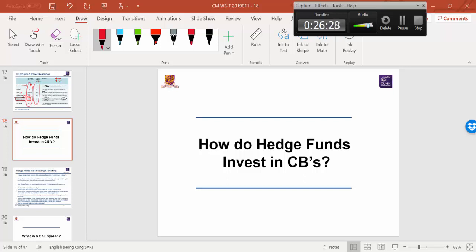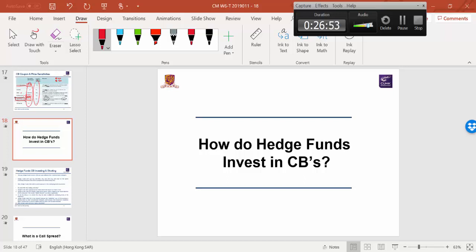There is a type of hedge funds called CB arbitrage, and they are major players. Hedge funds buy a lot of CBs. So if you are a fixed income sales and your specialization is in selling CBs, you better make sure you know all the hedge funds in town, all the CB arbitrage hedge funds.